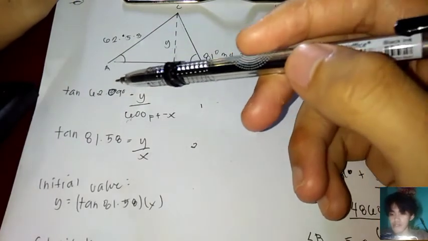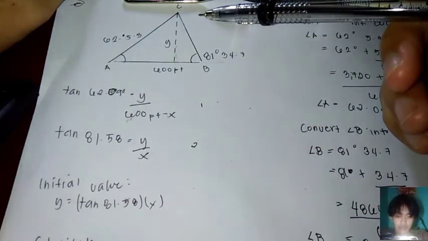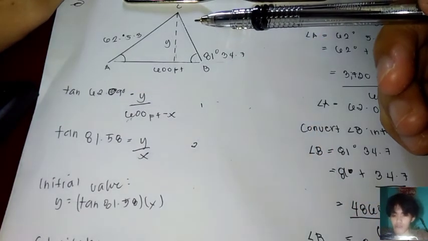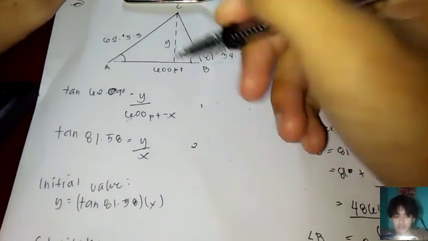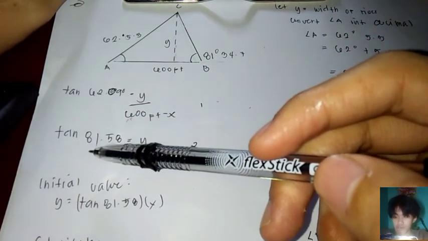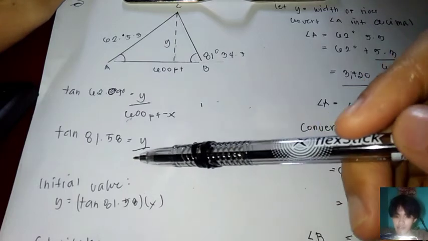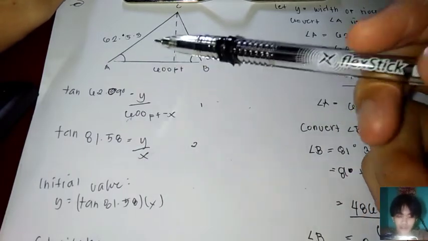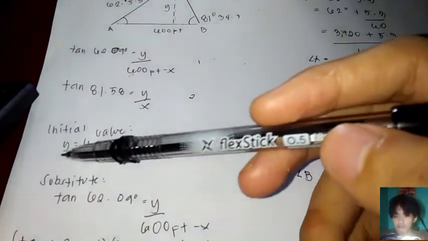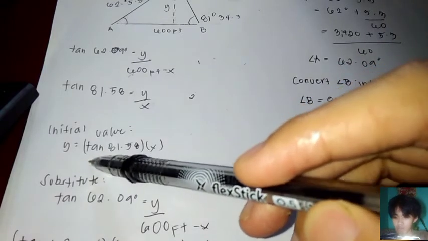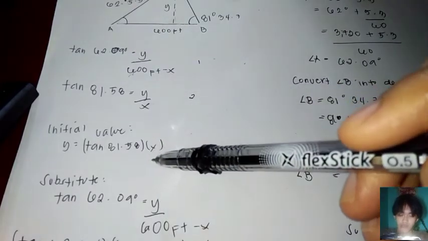So we have here tan 62.09 degrees equals to y over 60 feet minus x. That's the equation 1. And the equation 2, we have tan 81.58 degrees equals to y over x. So our initial value, we have y equals tan 81.58 degrees multiplied to x.